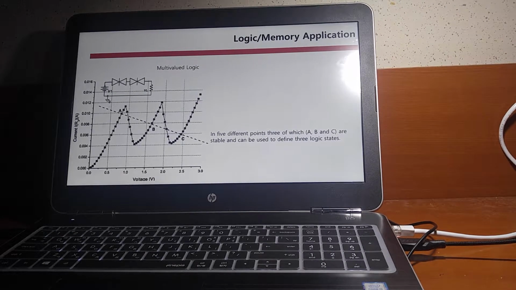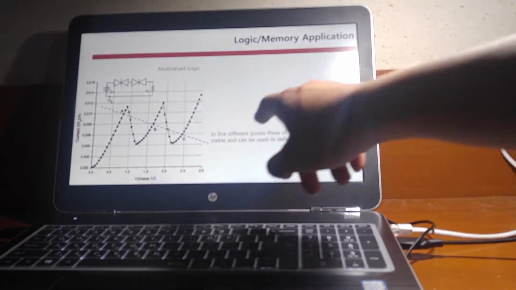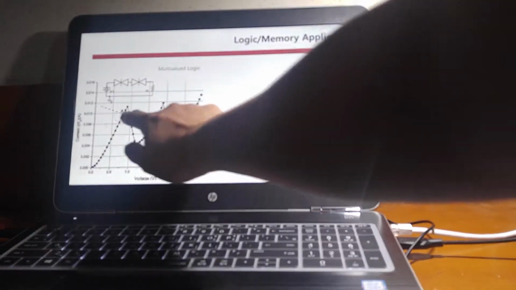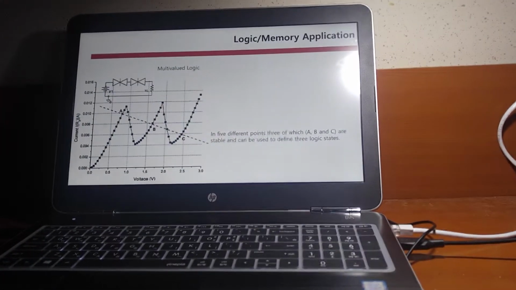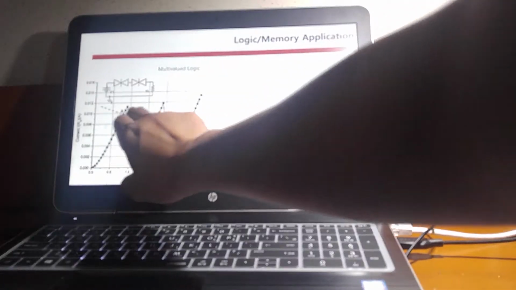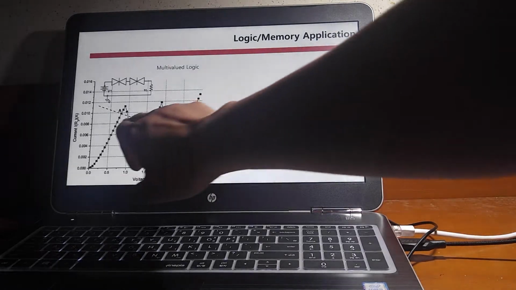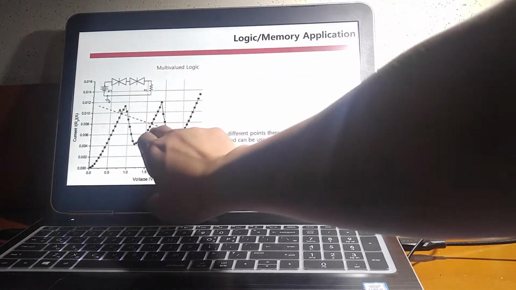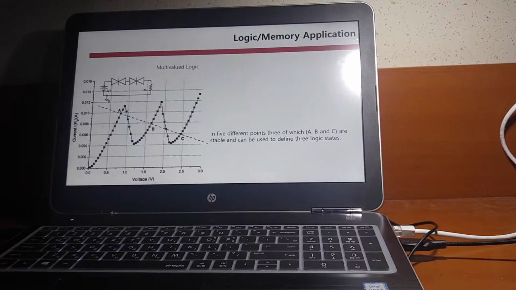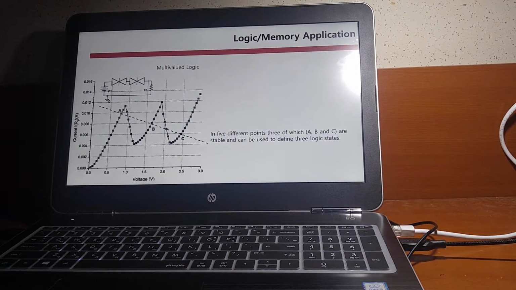And for multi-valued logic, we can define several numeral logic states at one time. As you can see in this diagram, there are two NDR points here and here, and this is not NDR. There are 3 points, described here as point A, point B, and point C. And at these points we can use multi-valued logic.